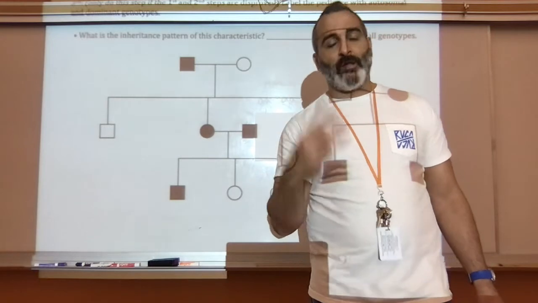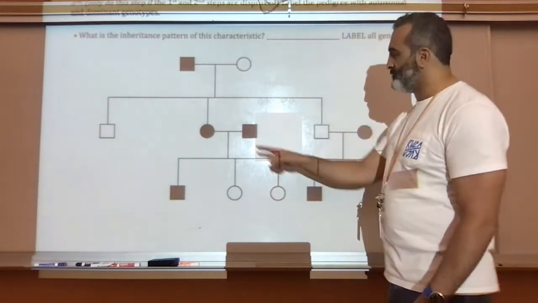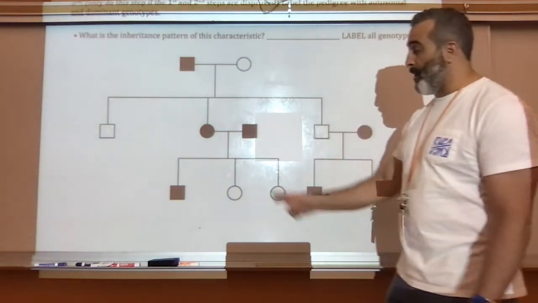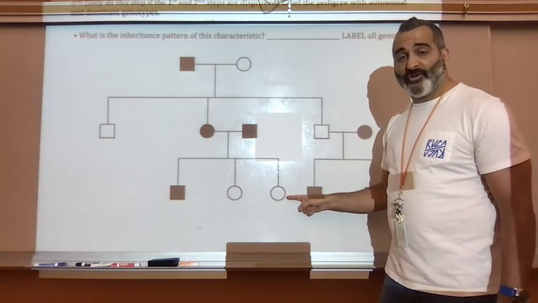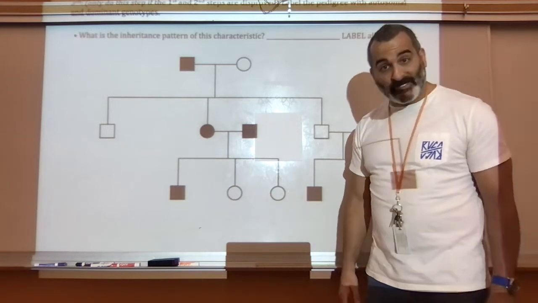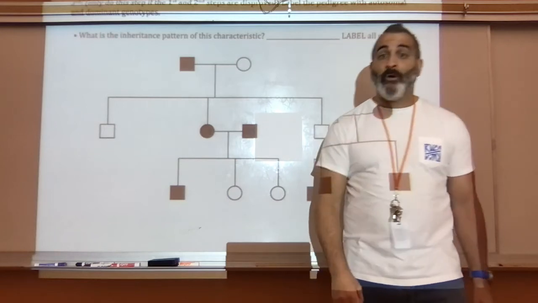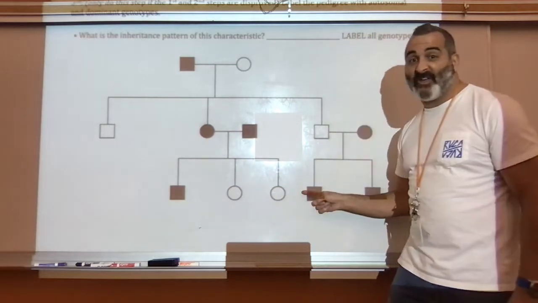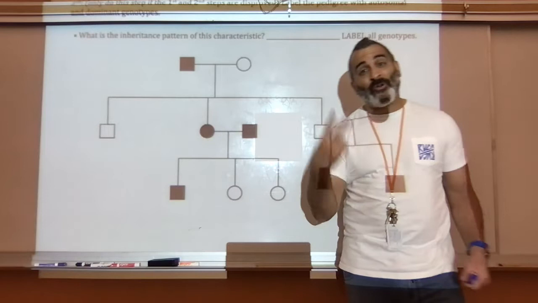Rule number 3, if mom and dad both have it, all their children must have it. See that right there? That's the only place we have mom and dad both have it. Mom and dad both have it. And look, no, not all of their children have it. Therefore, we have just proved this one to be not sex-linked. This is not sex-linked, okay? So we know it's not number one. Mom and dad have it, all their kids must have it. Not sex-linked. We just proved it wrong, okay? So now you go to number two.